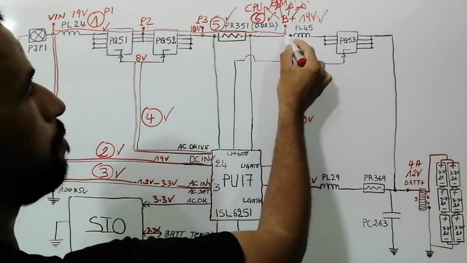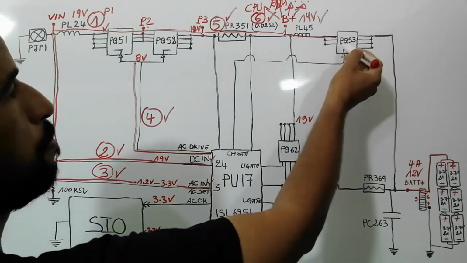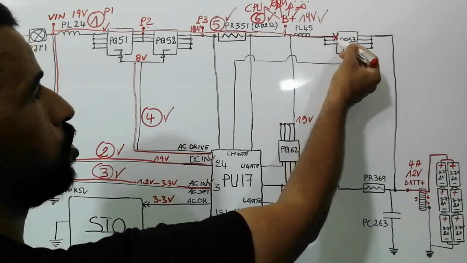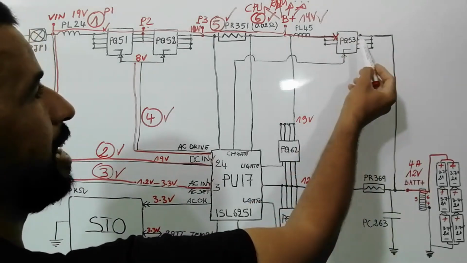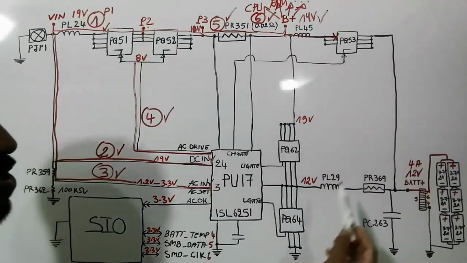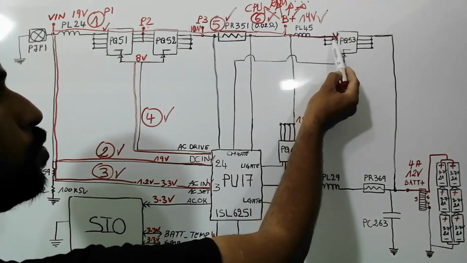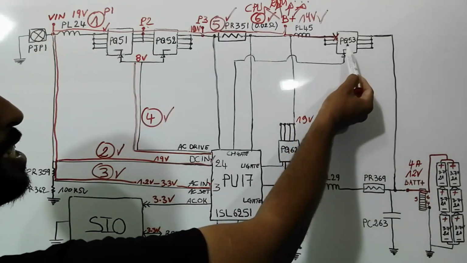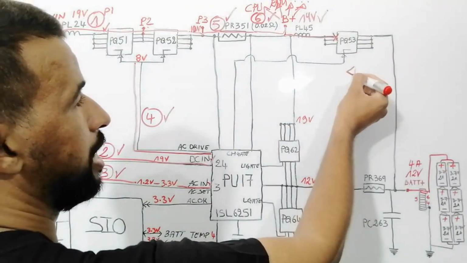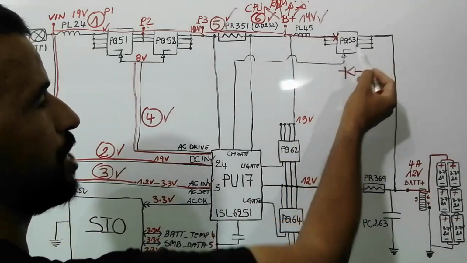Now the 19 volt will pass through these inductors directly to the source of this MOSFET, PQ53. But it will stop here at the source. It will not pass to the other side, because if it passed to this side, it would damage the battery, because the maximum voltage of the battery is 12 volt. Why will the voltage not pass to this side? Because this MOSFET contains inside it a protection diode that will not let the voltage pass to this side.